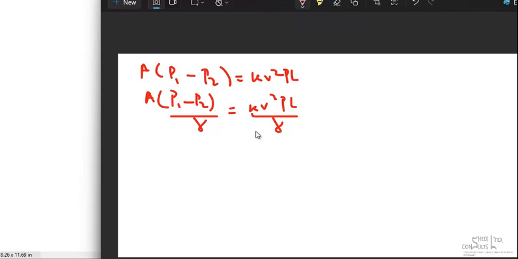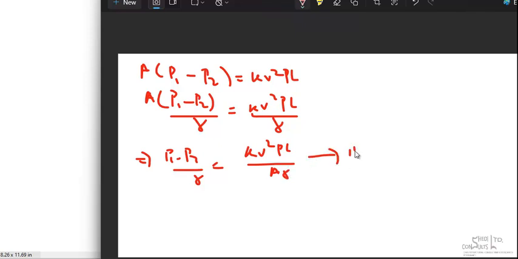So it implies mathematically that P1 minus P2 all over the specific weight is equal to K V square P L all over A times the specific weight. Let's call this equation 2.